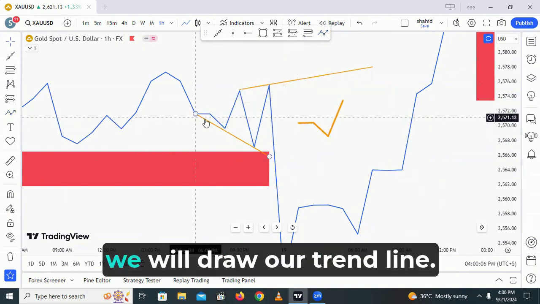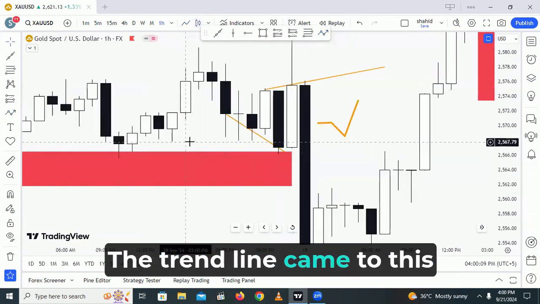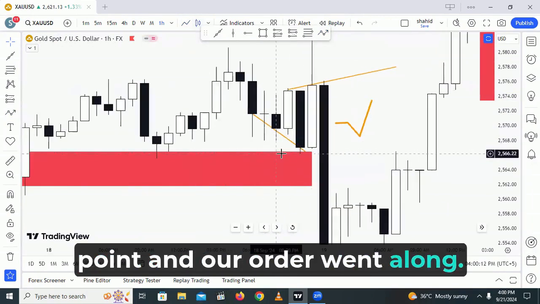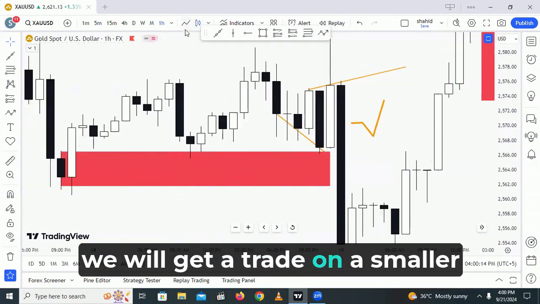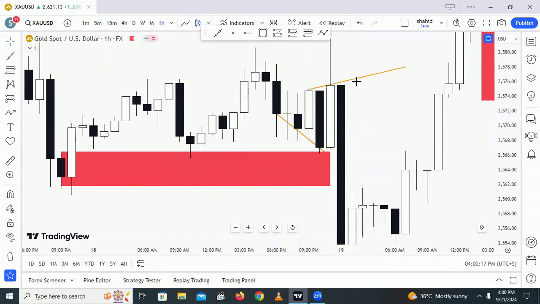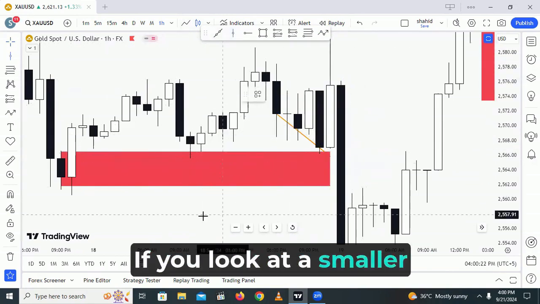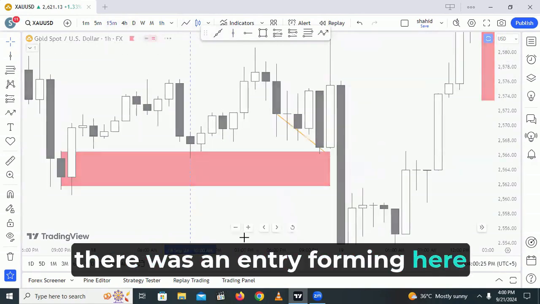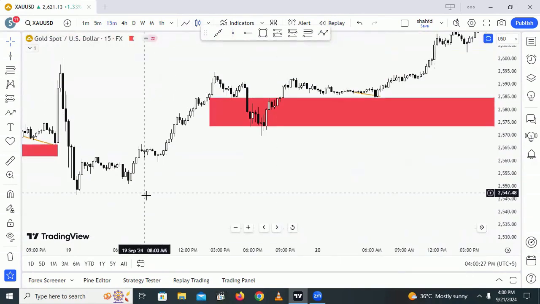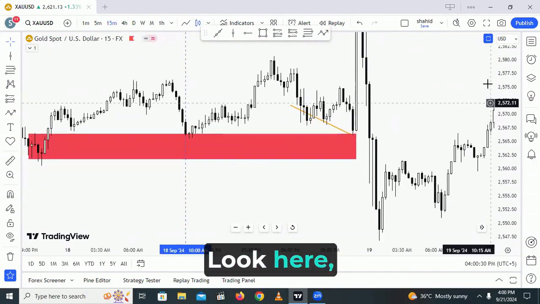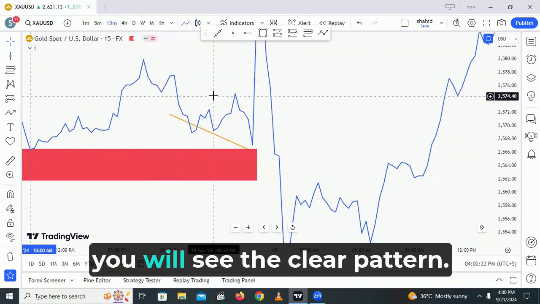From here to here, we will draw our trend line. The trend line came to this point and our order went along. If you look here, we will get a trade on a smaller time frame in this zone. If you look at a smaller time frame, there was an entry forming here that came out earlier.